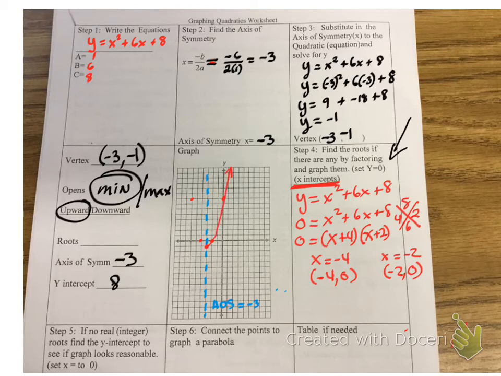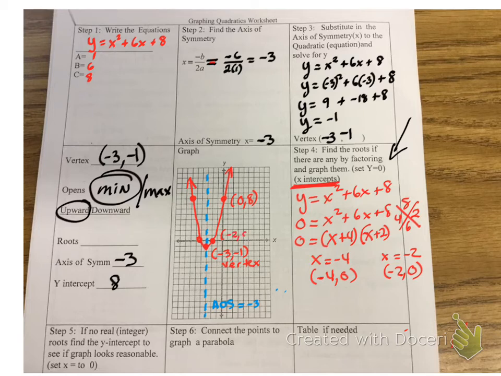Okay? I'm exaggerating. Okay, we have to label our vertex. It's negative 3, negative 1. I've got to label my y-intercept. It's 0, 8. And you should label your roots or your x-intercepts if you have them.